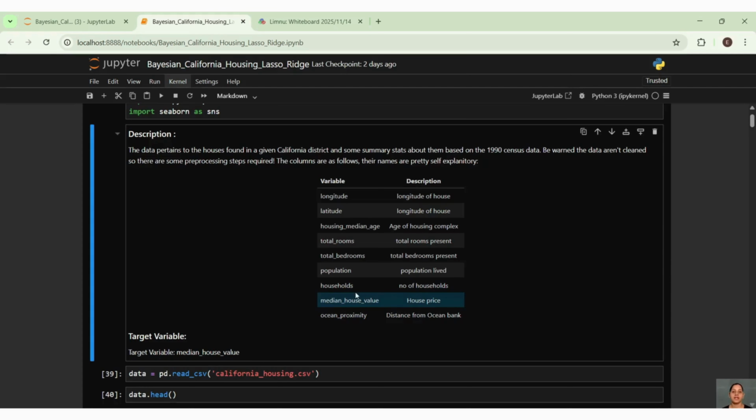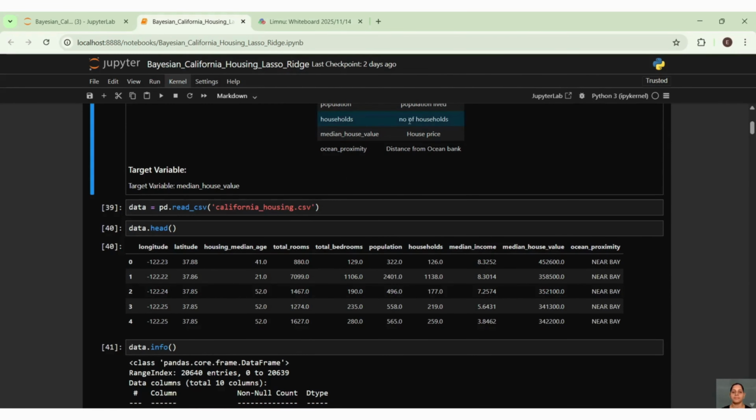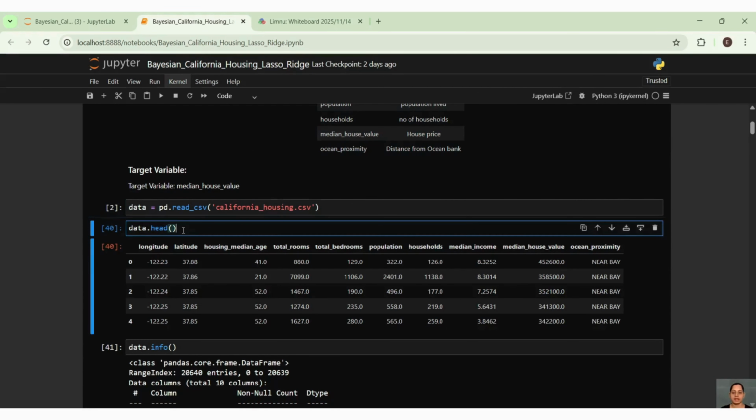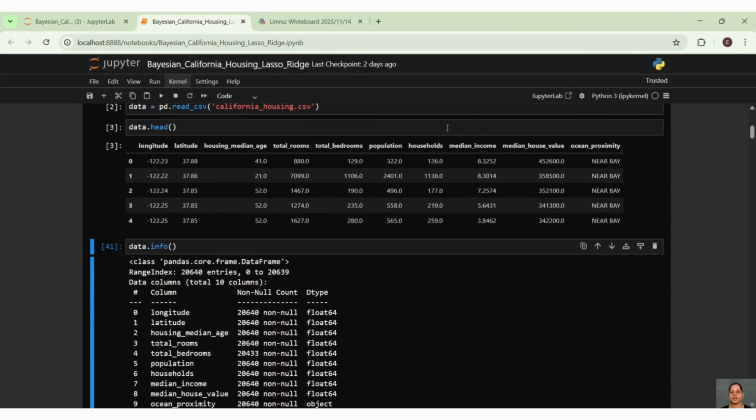So here we have median house value, which is the target value, because we are trying to understand, for future inputs, how we are going to get the price. Then ocean proximity, the distance from the ocean bank, right? So these are your data. Then let us explore the head of it. So this is the head, this is how it looks, and all I can see are numeric values. However, we have one categorical variable here, which is ocean proximity.